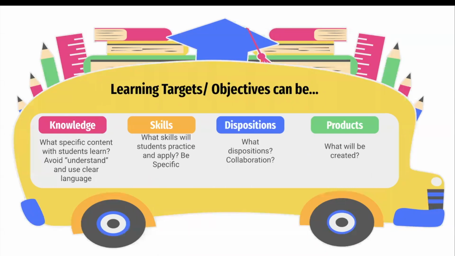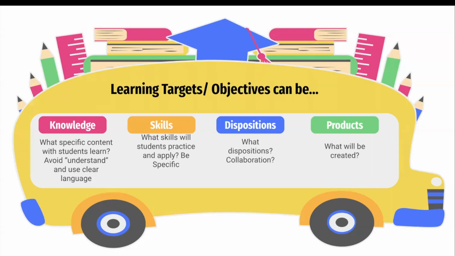Students can be asked to learn knowledge by the end of a lesson. Avoid using language like students will be able to understand the Bill of Rights. What does that mean? Make it more crystal clear, such as students will be able to list 3 reasons why the Bill of Rights were written, or students will be able to identify 5 of the first 10 amendments.